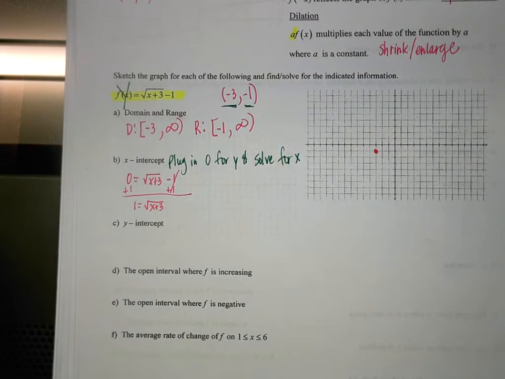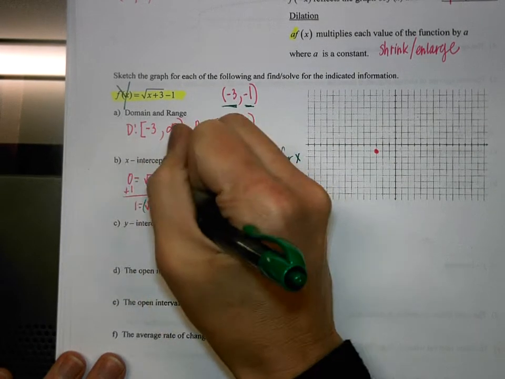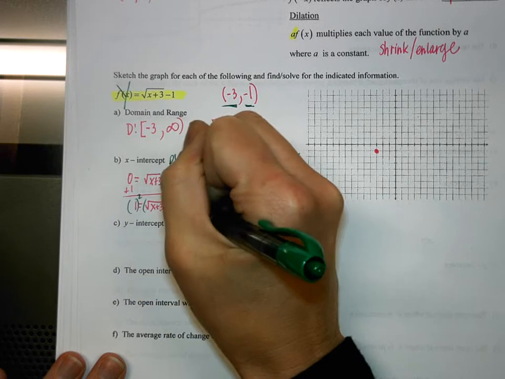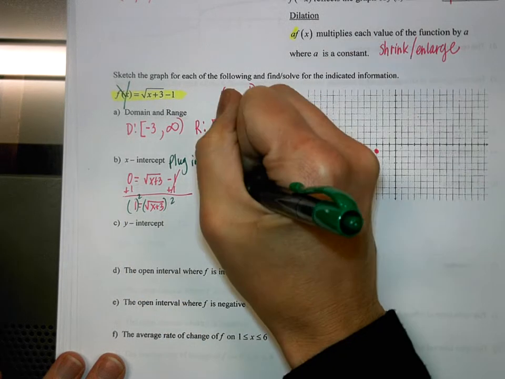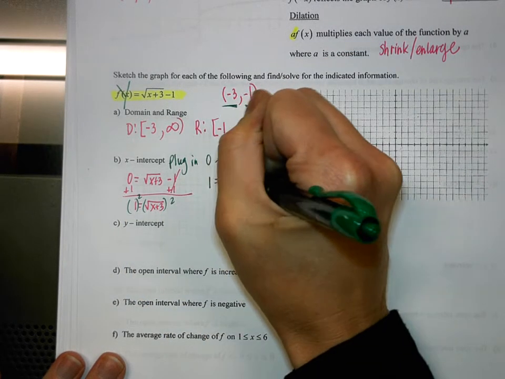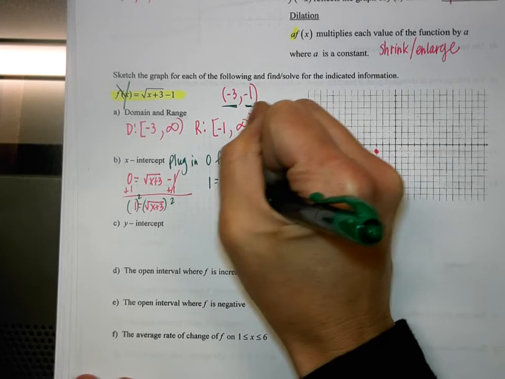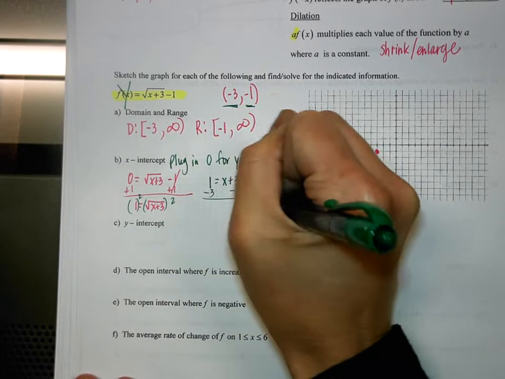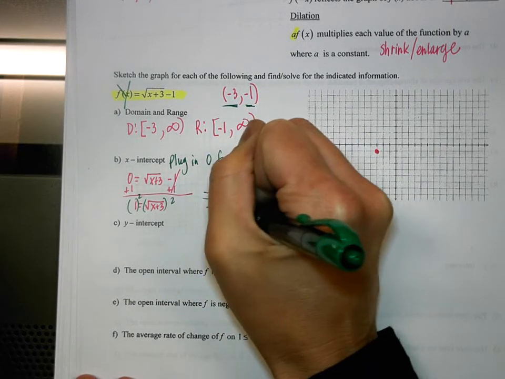Anytime we want to get rid of a square root, we need to first get the root by itself, and then we can square both sides. When I do that, I get 1 equals x plus 3. I subtract 3 from both sides, and negative 2 equals x.